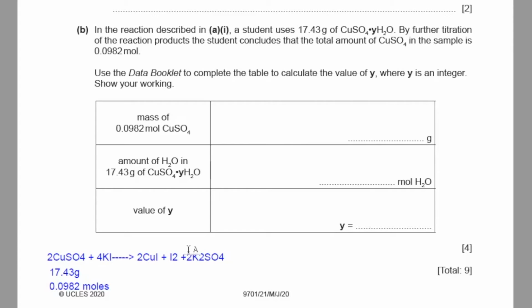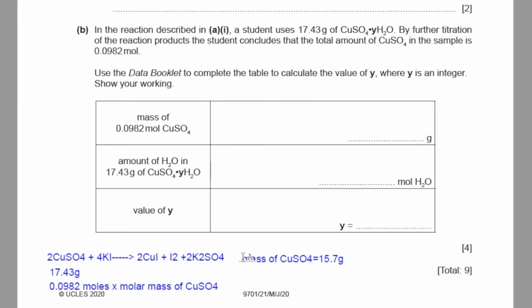With this number of moles, we can find the mass of copper sulfate by multiplying moles with the molar mass of copper sulfate. So moles into molar mass of copper sulfate. And so the mass of copper sulfate being used in this equation is 15.7 grams. Now hydrated CuSO4 has a mass of 17.43 grams, and part of that has a mass of 15.7 grams, that is of only, of course, copper sulfate.